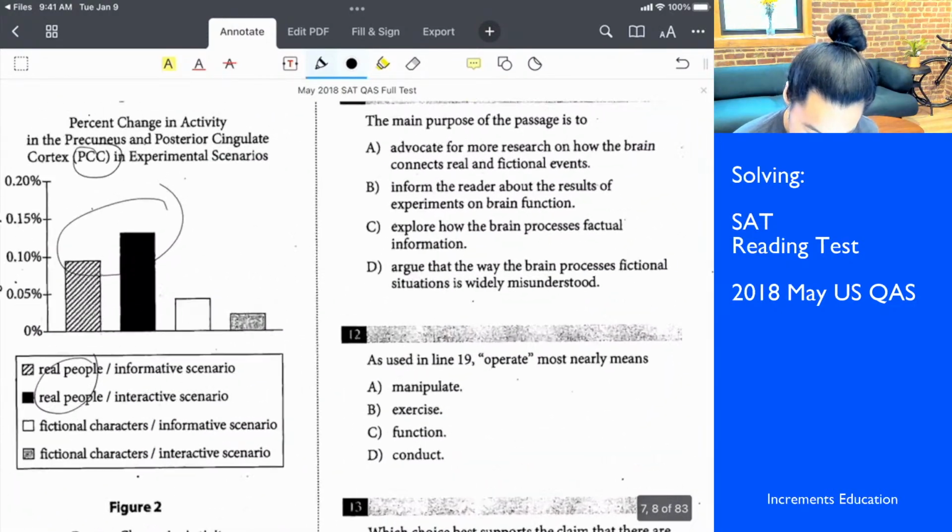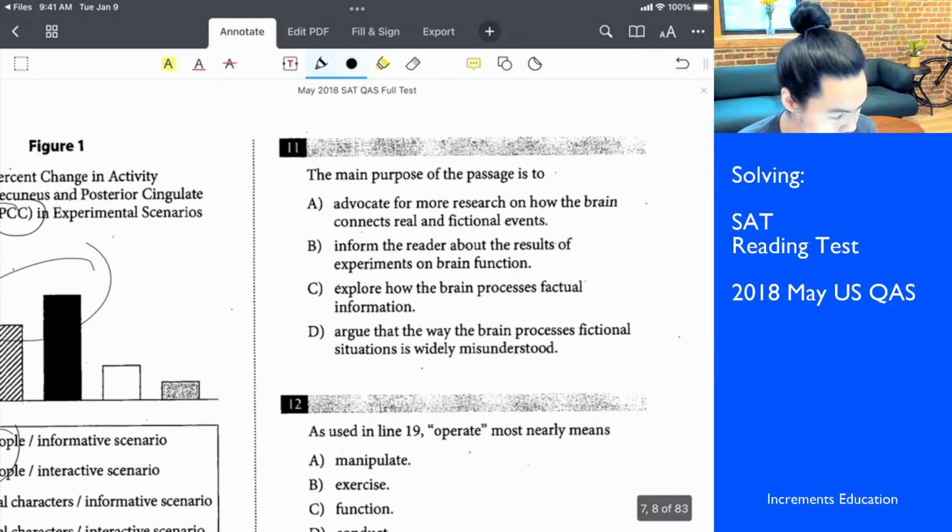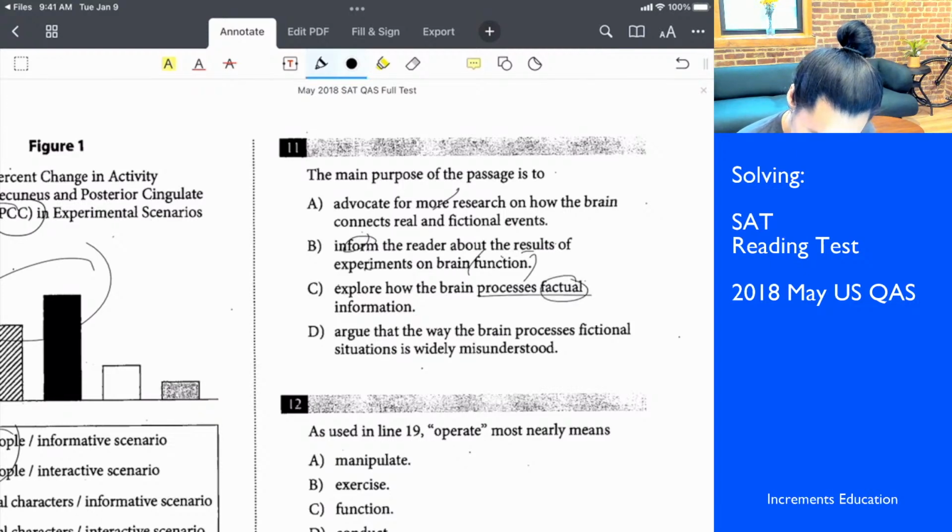The purpose of the passage is to discuss how we react to relevant versus real versus fictional things. Real about results of experiments. It is informing us about results. Function is a little off. Yeah, factual. No.